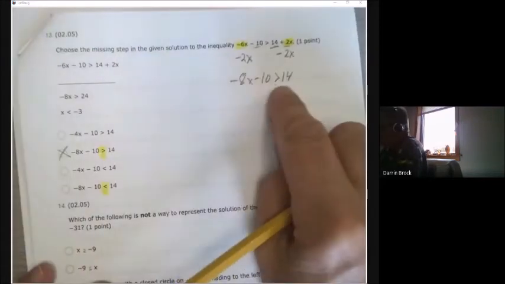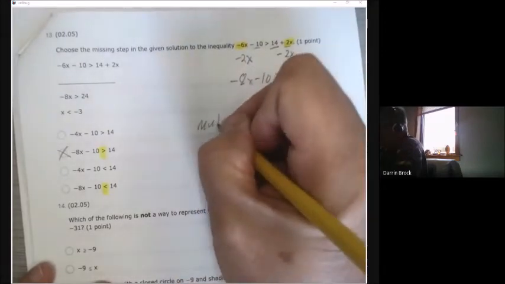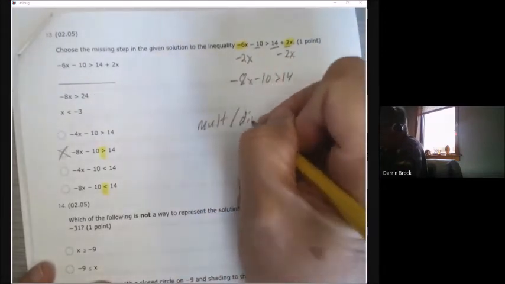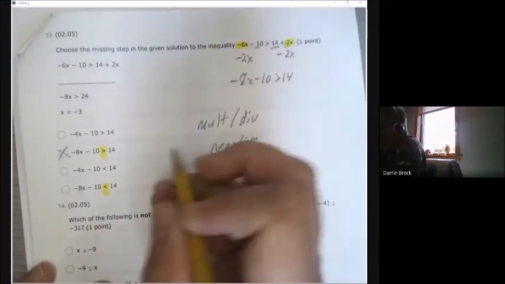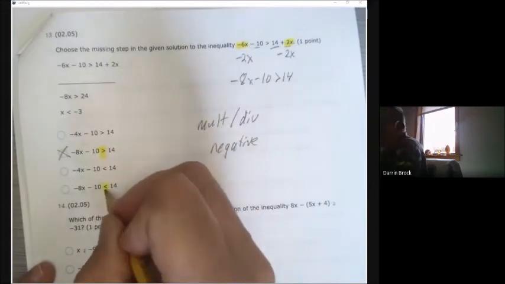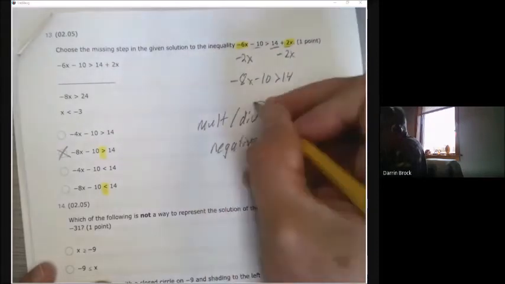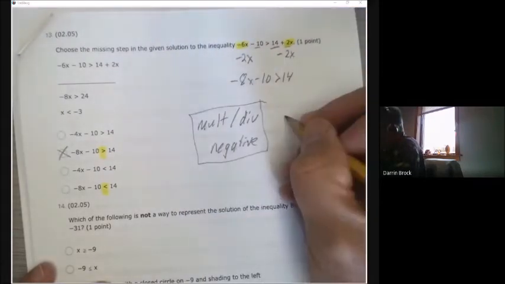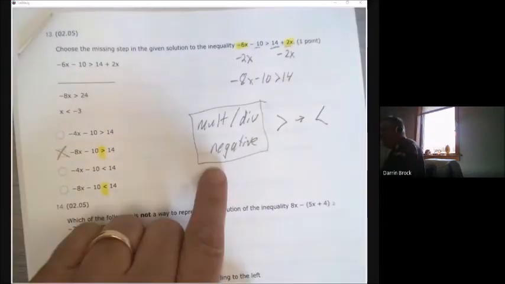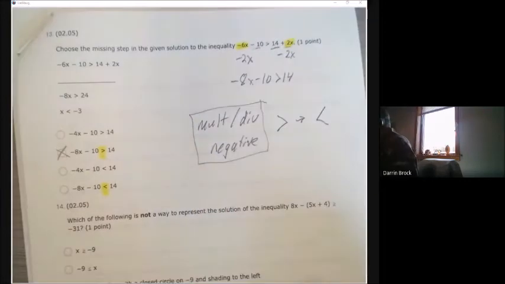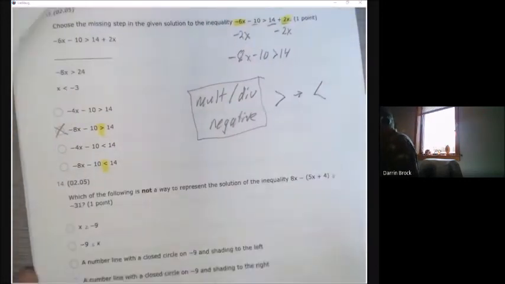Remember, if we multiply or divide both sides by a negative, that's when we have to turn the sign around. Then it would turn it around like this to that. That's the only time that we change that. So instead of this, it goes to that if we multiply or divide by a negative. But we didn't do that. We just subtracted. Subtracting does not cause us to have to change the sign.